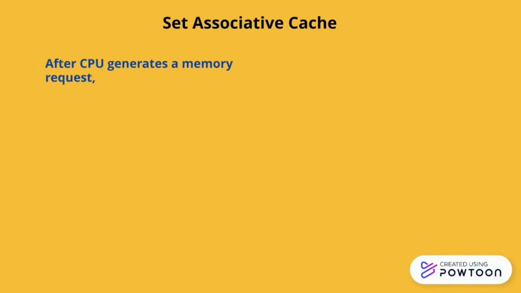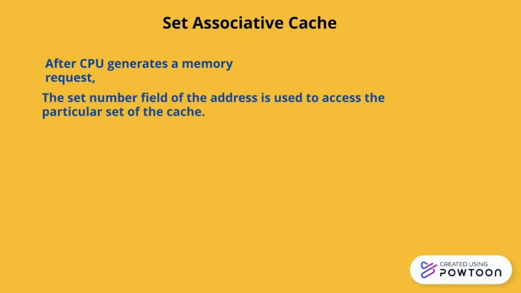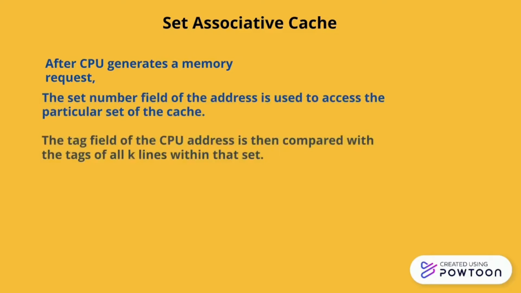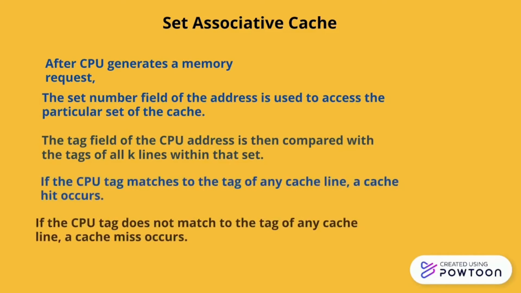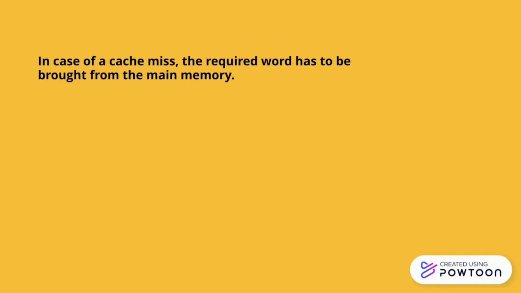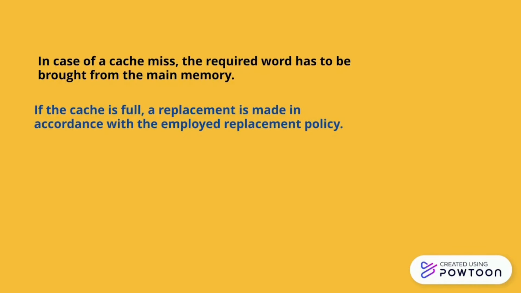After the CPU generates a memory request, the set number field of the address is used to access a particular set of the cache. The tag field of the CPU address is then compared with the tags of all k lines within that set. If the CPU tag matches the tag of any cache line, a cache hit occurs, and if it does not match the tag of any cache line, a cache miss occurs. In case of a cache miss, the required word has to be brought from the main memory. And if the cache is full, a replacement is made in accordance with the employed replacement policy.